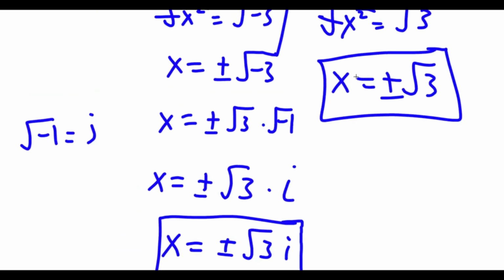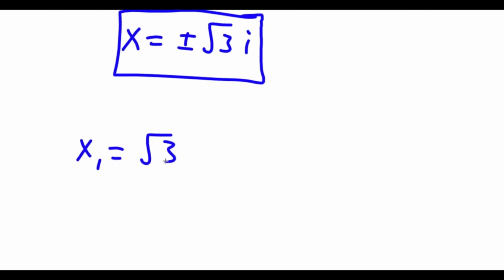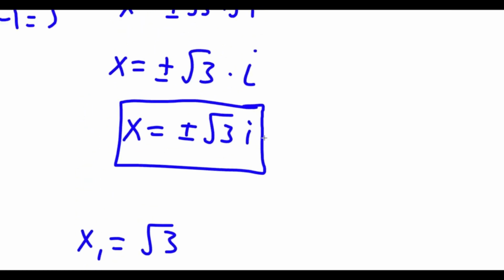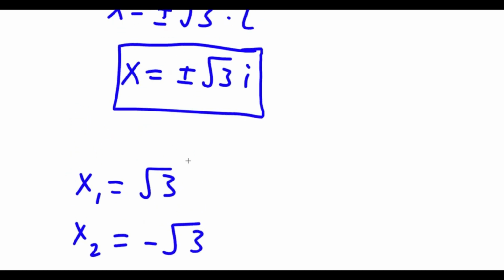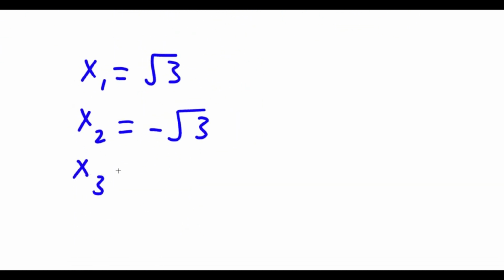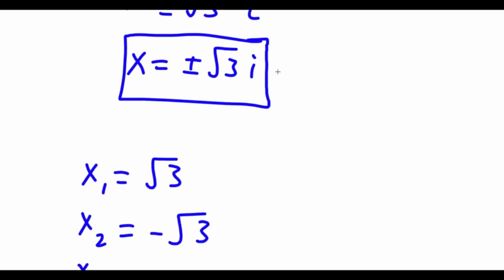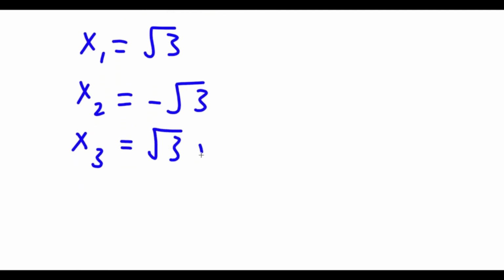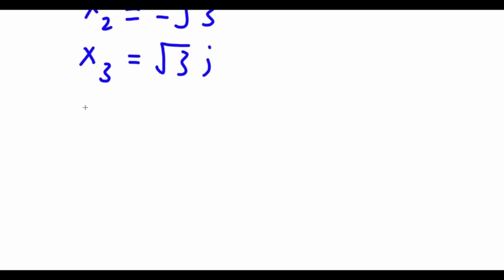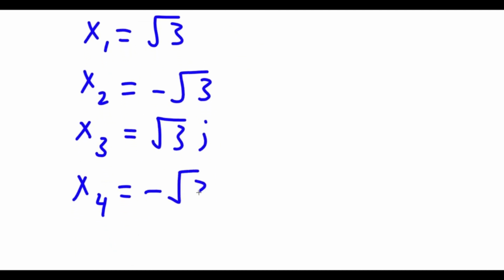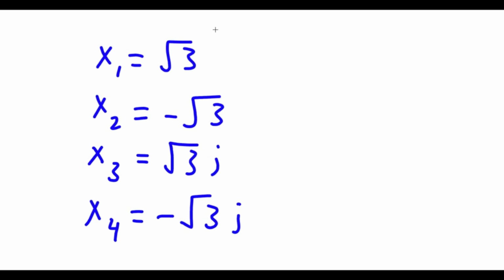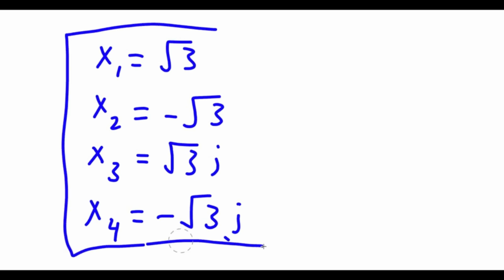So to put it all together, my 4 solutions are x1, this is going to be positive square root of 3, x2, this is going to be negative square root of 3 because it's positive and negative. And now x3, this is equal to positive square root of 3i. And finally, x4, this is going to be negative square root of 3i. So these are my 4 solutions to this equation.